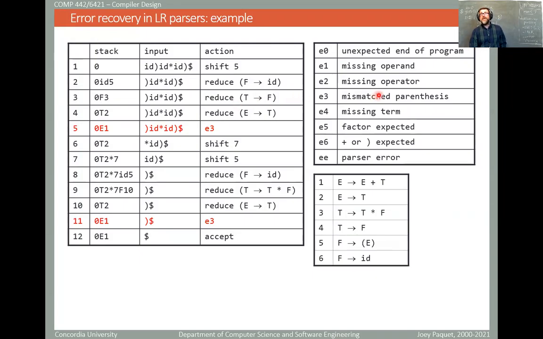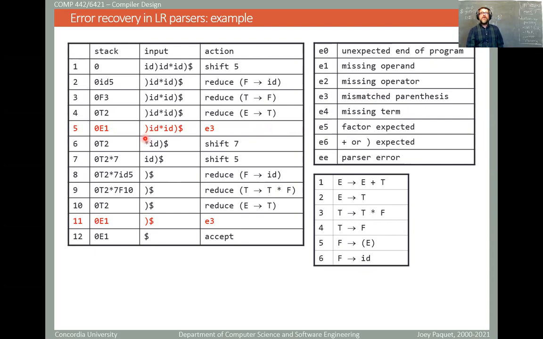Now you see here I have actually created error messages somehow and put them into the table. That's one of the things that is nice when you have a table-driven parser. You can identify, for each of the different cells, a general case of what the error is. So in this case, it's a mismatched parenthesis.